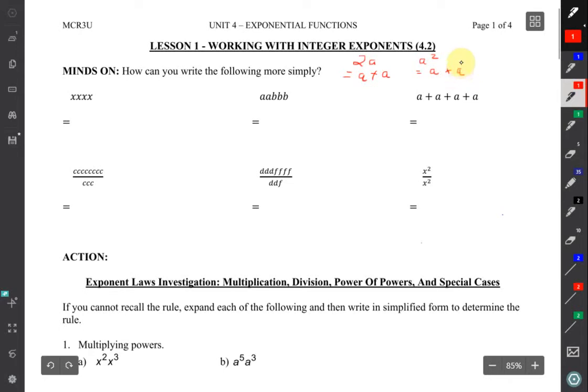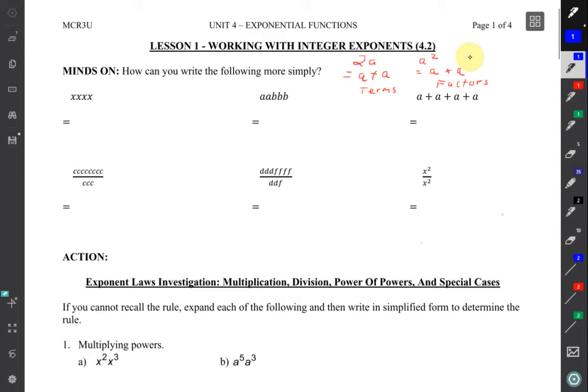And at this point, I'd like to remind you as well that these are terms. When they're being added, we call them terms. And these are factors when they're being multiplied. So those are some important parts to keep in mind as you work through this exponential unit.